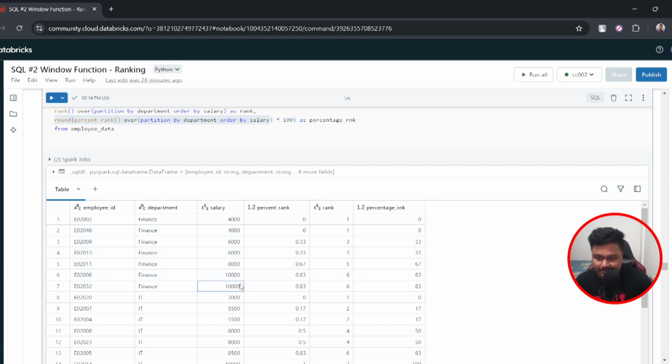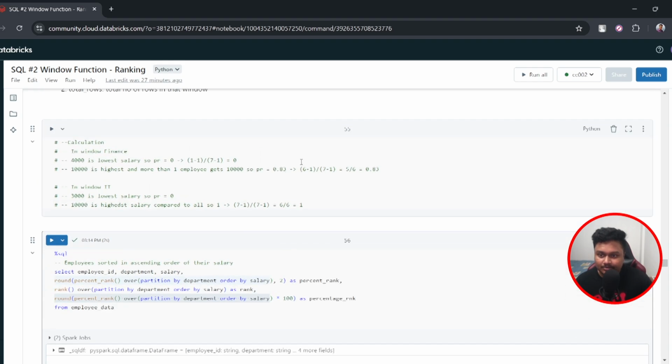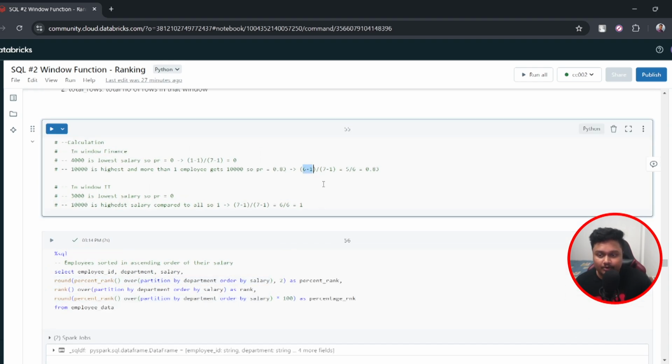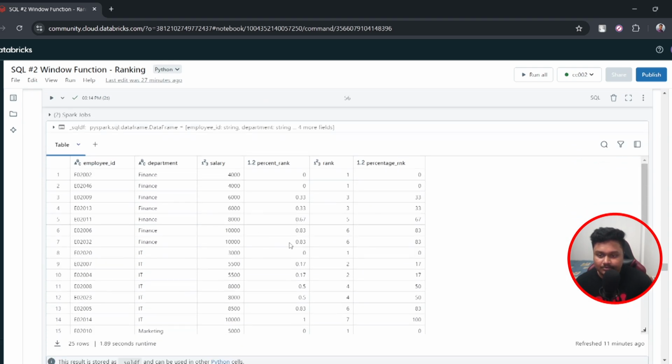Same goes for this. You can see 10,000. Now it is the highest. And based on my calculation, the rank is 6. So 6 minus 1, and the total number of rows was 7, divided by 7 minus 1, basically 5 divided by 6, so 0.83. So this means 83% of rows are lower than it.